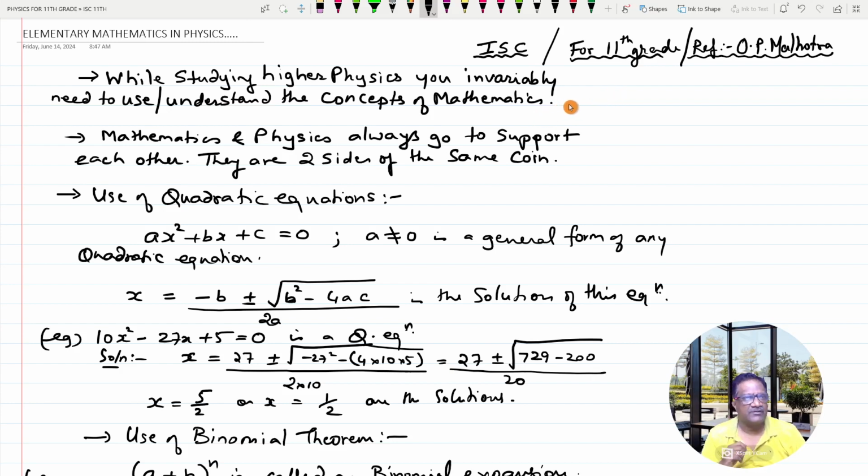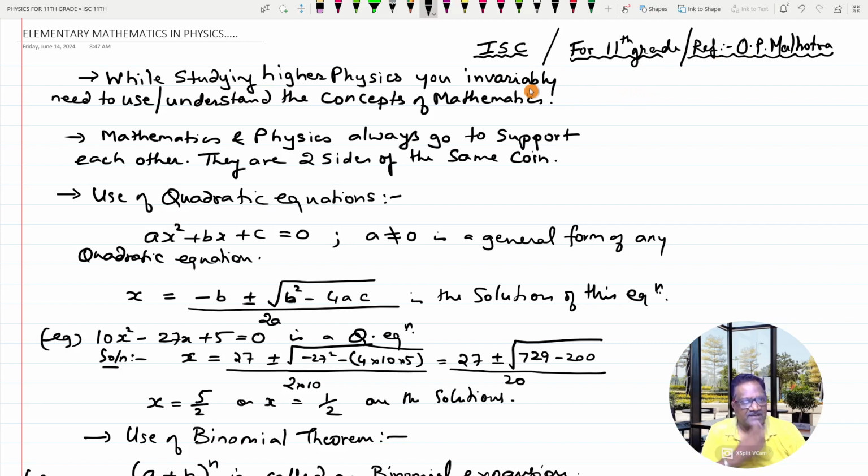Today we are going to study these points that I've already written as a pointer on this screen, you can see. So let us get started. This is ISC curriculum 11th grade physics, and the book that I'm referring to is OP Malhotra. So let us get started.